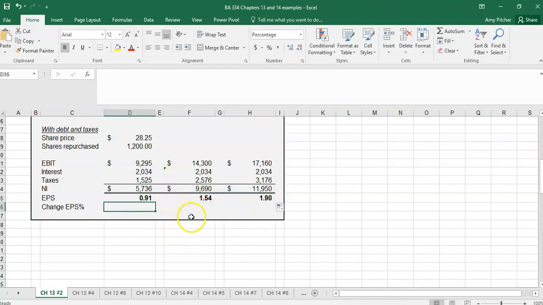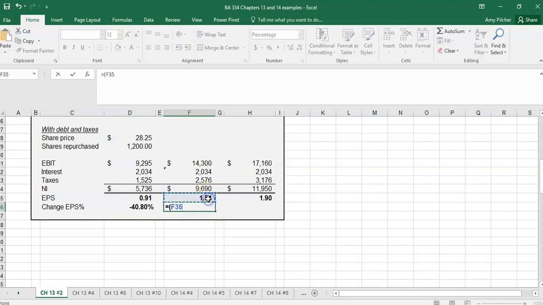Okay. So now we have the earnings per share for the range from a recession economy to a boom economy. And we want to calculate the change in earnings per share. So recession minus normal divided by normal. And normal minus normal divided by normal. And boom minus normal divided by normal.